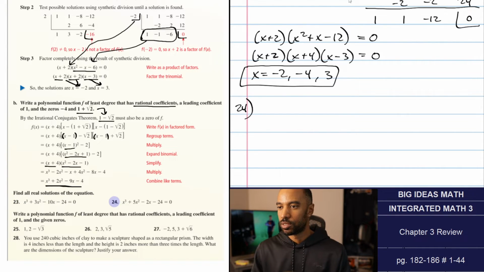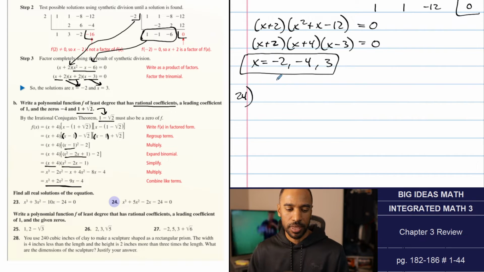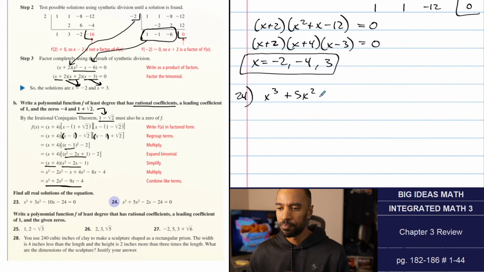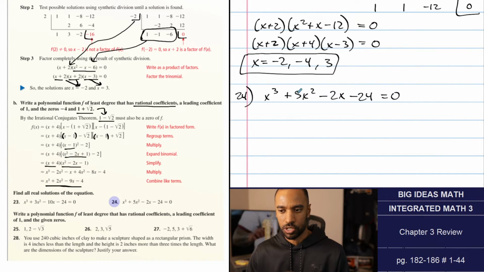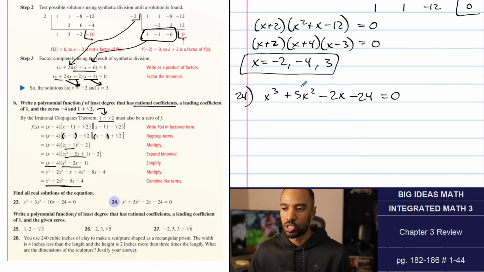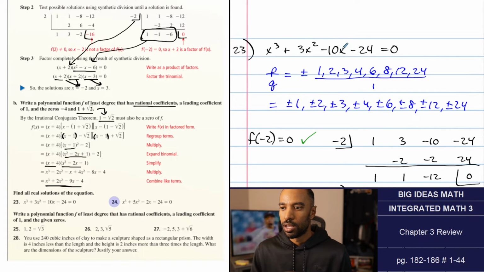X cubed. And by the way, we're going to mention this probably in the next section: is that the fundamental theorem of algebra? I think so. A cubic function should have 3 solutions. I expect 3 solutions on this problem as I got on the last problem as well. This also can't factor by grouping, so we're once again going to use rational root theorem.